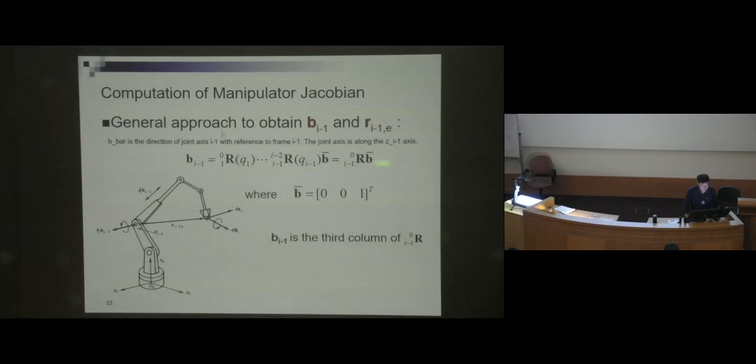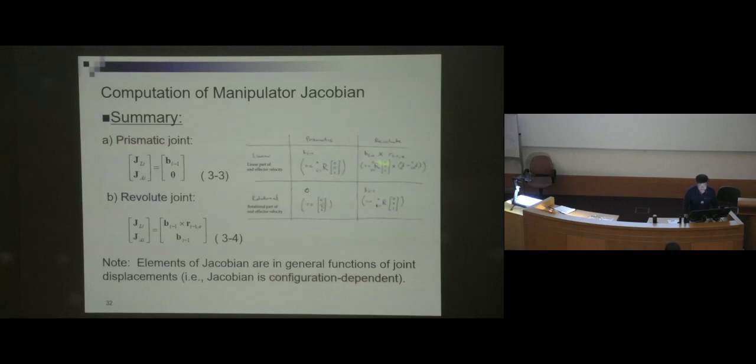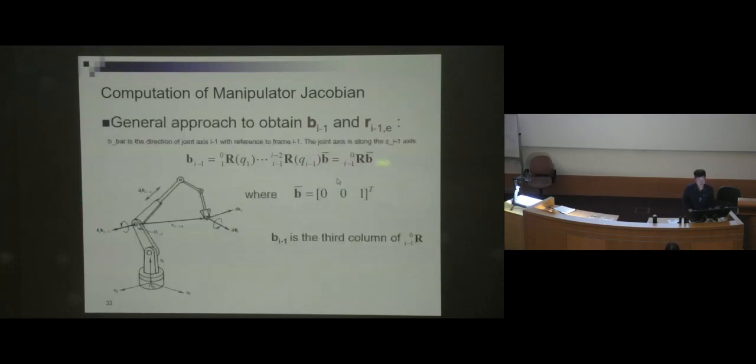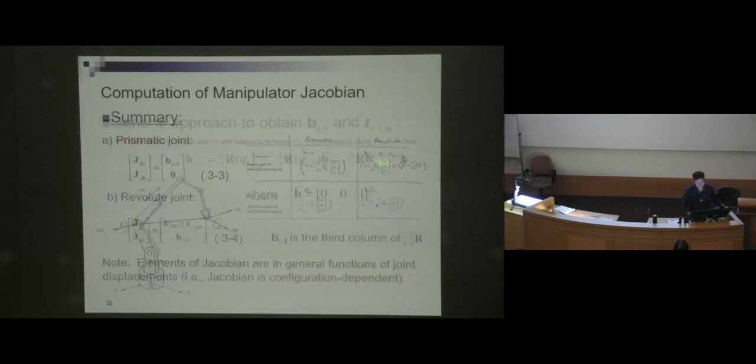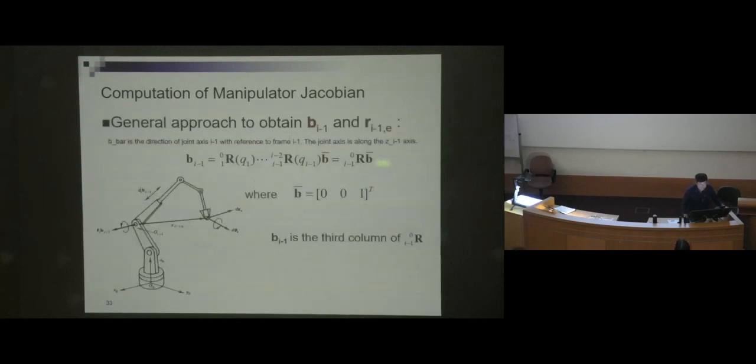So the general approach. If you look at this, you will find the 0, 0, 1 over here. So I'm going to explain how this comes about. So the general approach to obtain the b i minus 1 and the r i minus 1 e is illustrated over here. So we first define a b bar. So we have b i minus 1, which is for a prismatic joint. For a revolute joint itself, this is your theta i dot b i minus 1. So this is your position vector r i minus 1 e. They are all with respect to the base frame.